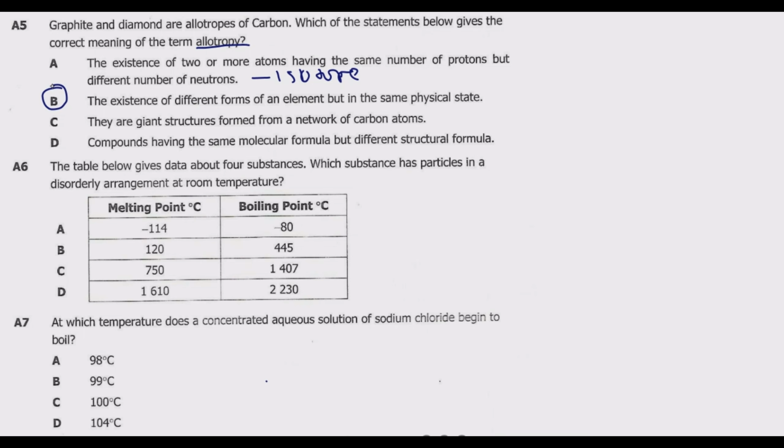If you look at C, they are giant structures formed from a network of carbon atoms. These are either diamond or graphite. These are what are known as giant structures formed from a network of carbon atoms. So this is just describing either graphite or diamond. D. Compounds having the same molecular formula but different structural formula. These are what are known as isomers.